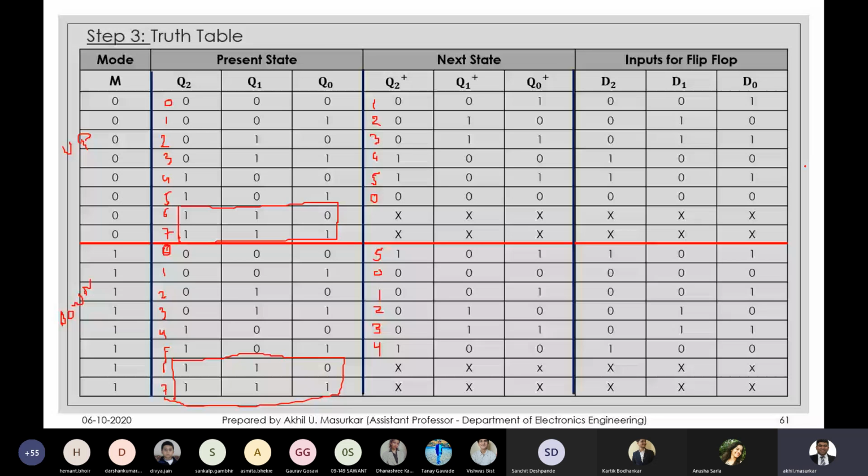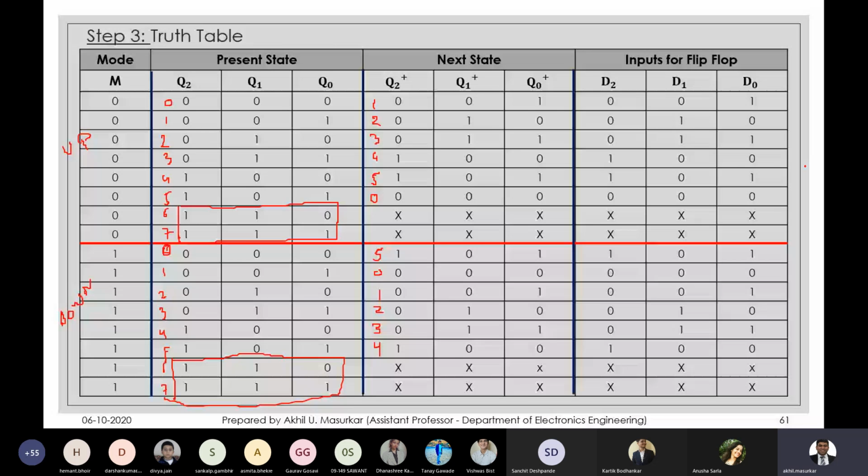Okay, so I will just tell you this. Down counting means if I am at 5, I will go to 4. If I am at 4, I will go to 3. If I am at 3, I will go to 1. If I am at 1, I will go to 0. If I am at 0, where will I go? I have to go to 5.